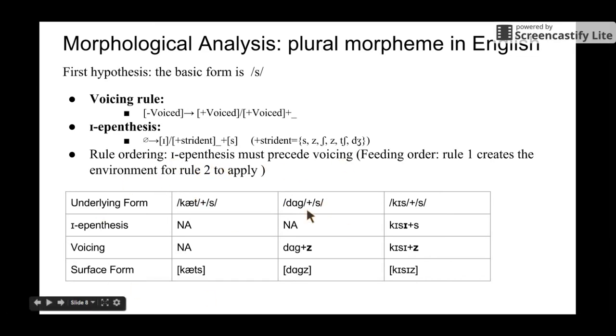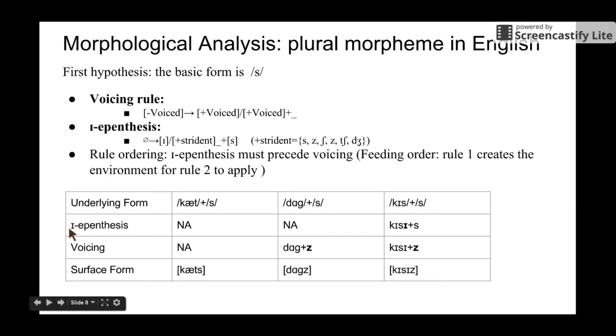Then we get this table here. And actually, this is the right ordering. And this ordering is called the feeding order. Okay, we are going to talk about this in a minute. So we have three words to derive, right? And we have the same underlying form, the basic form.